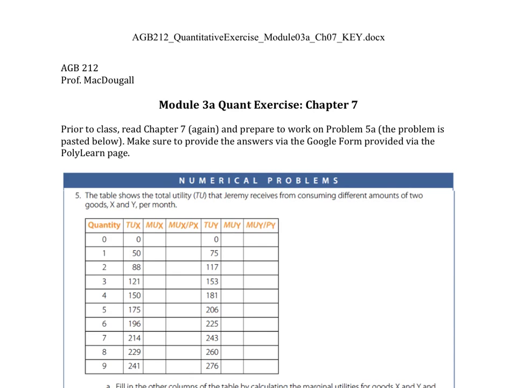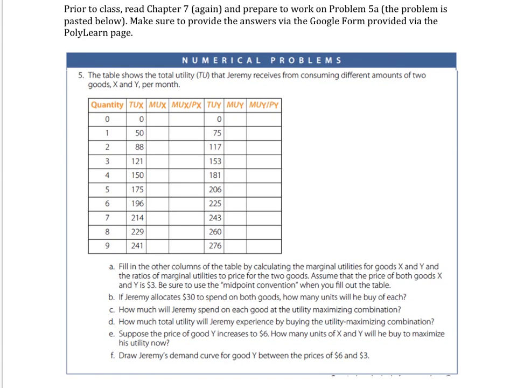Okay, so basically speaking, this quant exercise was simply practice of calculating marginal utility from given data, and then calculating the ratio of marginal utility to price for given data, and then interpreting both those ideas. So roughly speaking, even though the Google form had a slightly different format, you're just being asked to calculate this column and this column for the X goods and the Y goods.